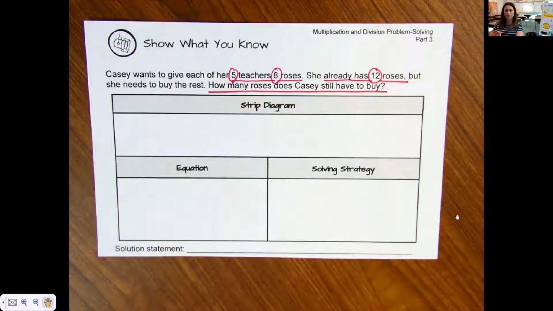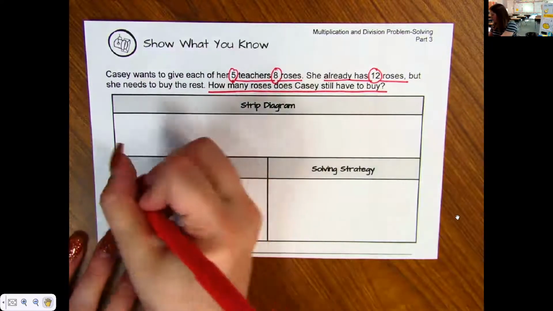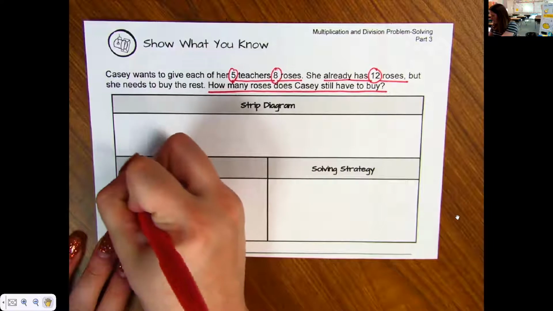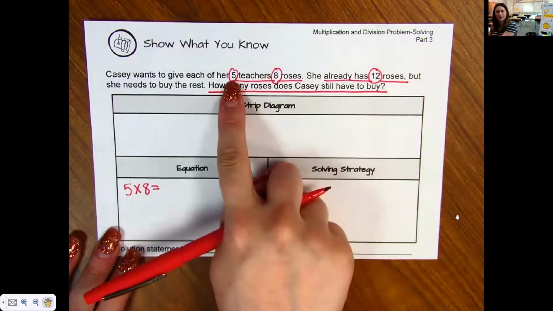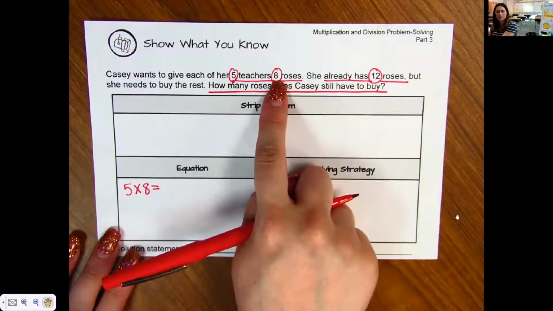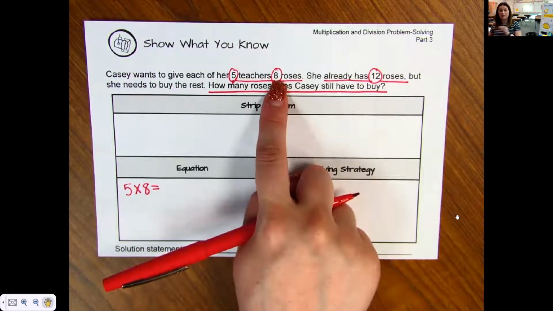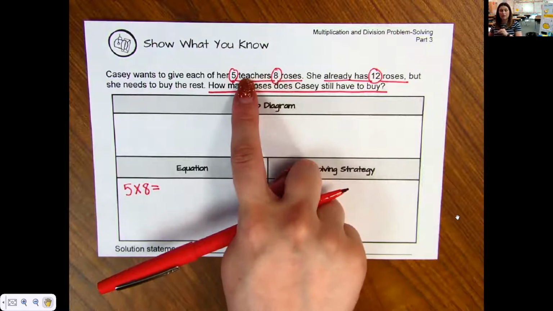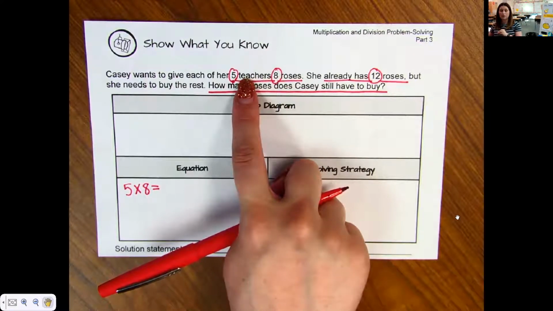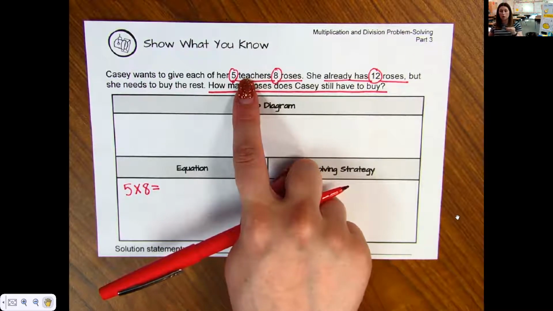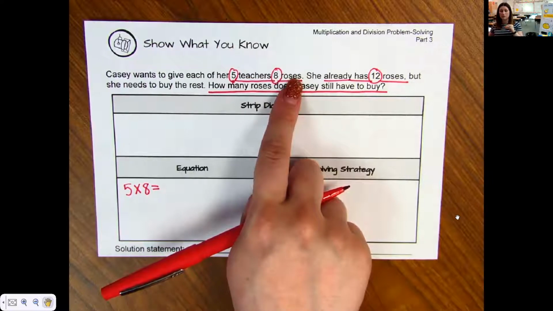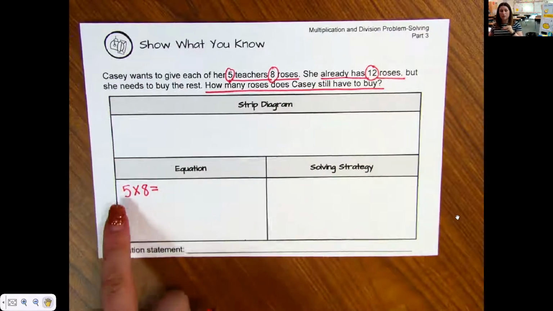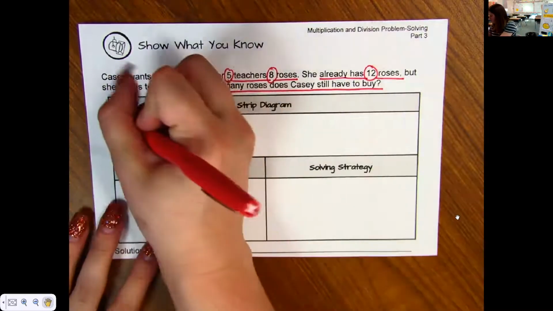So the first thing I'm going to do is figure out my equation. Well, my first equation I'm going to have to do is 5 times 8 equals, because I have 5 teachers and I have 8 roses each. So I know I need to figure out how many roses she's going to need total to be able to give each teacher 8 roses. So I'm going to do 5 times 8.